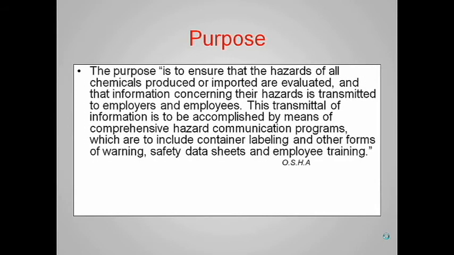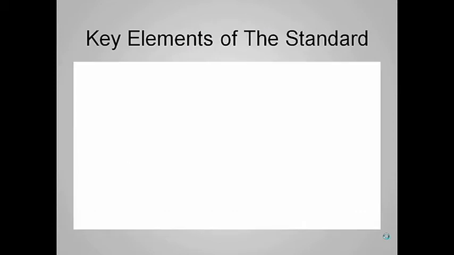Overall, the purpose is to ensure that all the hazards of all chemicals produced or imported are evaluated, and the information concerning their hazards is transmitted to the employers and employees. The purpose of this transmittal is via a program through which personnel are warned about certain things, your safety data sheets, and the training for overall protection of our employees.